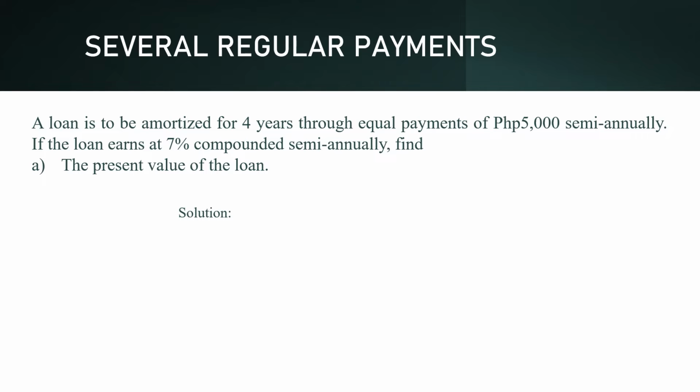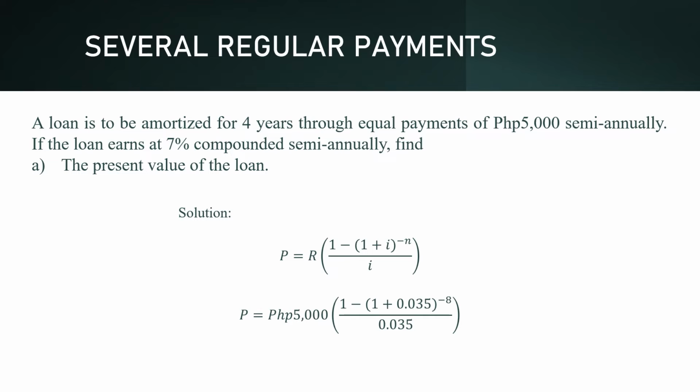Solving for the present value, we will use the formula P, which represents present value, is equal to the product of R and the quantity of 1 minus the sum of 1 and i raised to the negative n all over i. Substituting the values we listed in our given and solving it using a calculator, we can obtain 34,369.78 pesos as our present value.